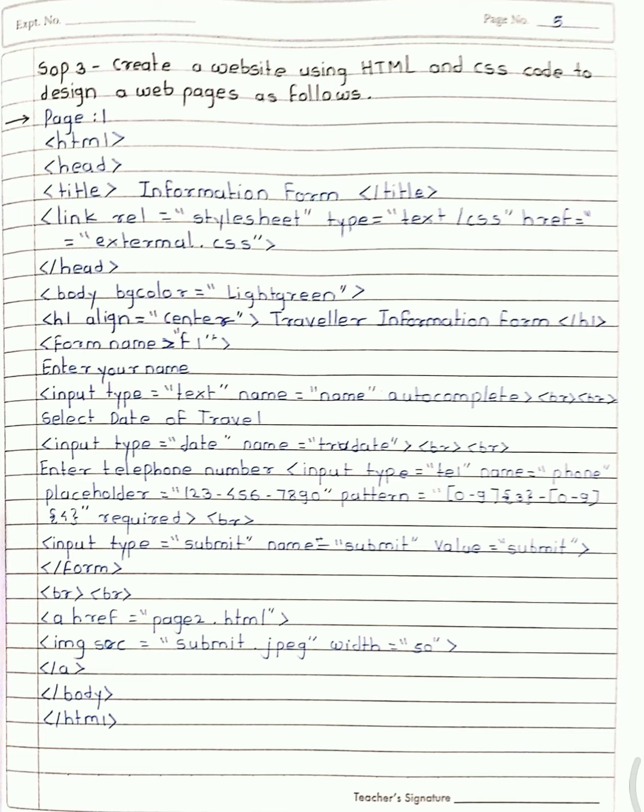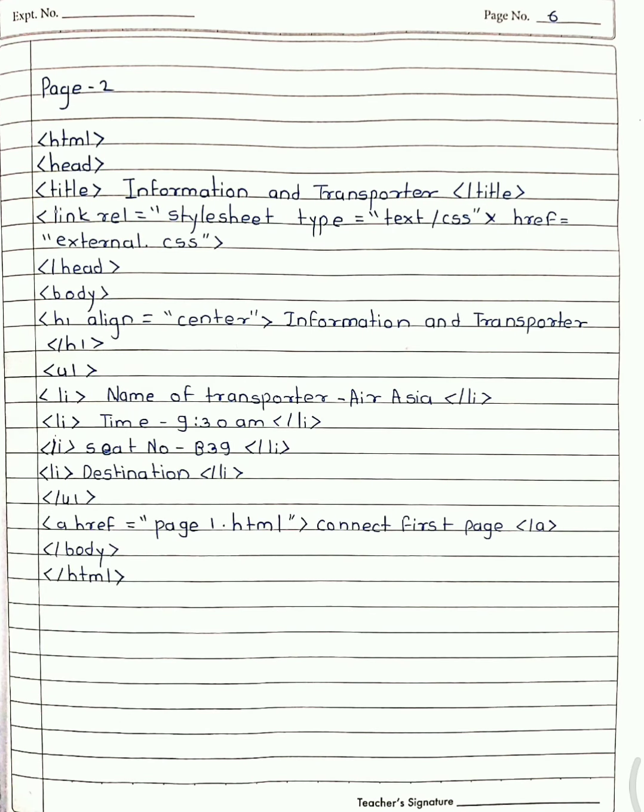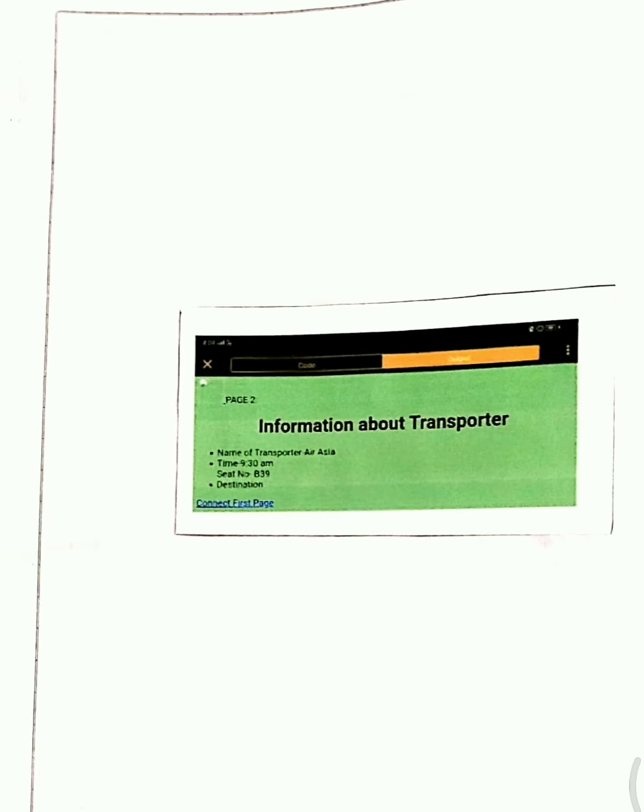Next is SOP number 3, where we are creating a website using HTML and CSS properties. Again, here you can see a form is created regarding a traveler's information along with a submit button. This is how the output looks like. Then in page 2, we have some information regarding the transporter like name, time, seat number, and designation, which is written again in the unordered list, that is in the UL tag. You can see this is how the page 2 output appears.